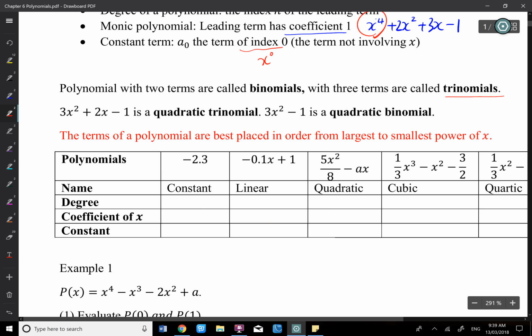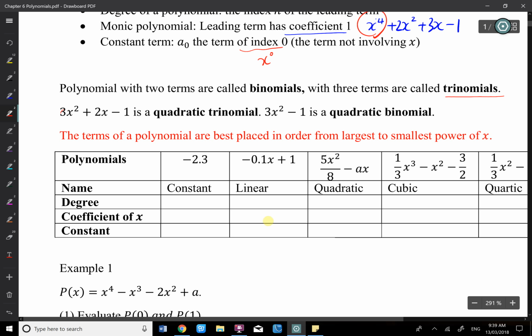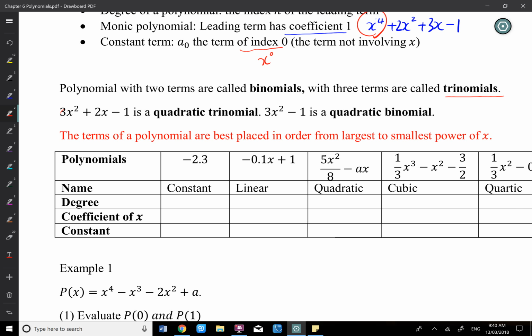This is a quadratic because the highest power is 2. Okay, that's a quadratic. But it has 3 terms, so it's called a quadratic trinomial. Trinomial talks about how many terms, and quadratic talks about the highest power. What is the highest power? The highest power is 2, so that's why it's called a quadratic.